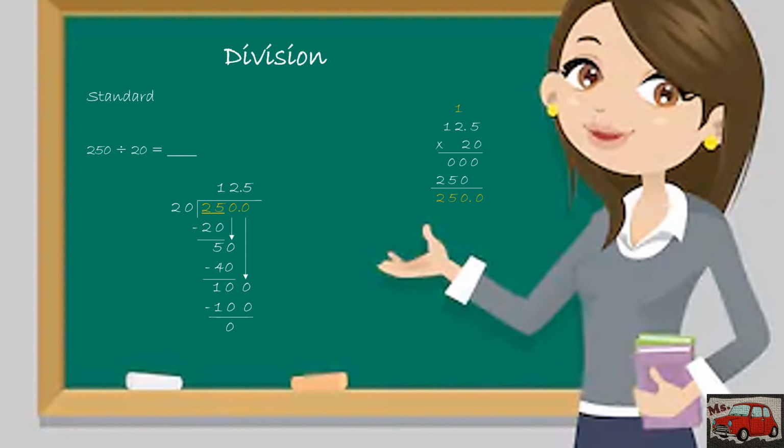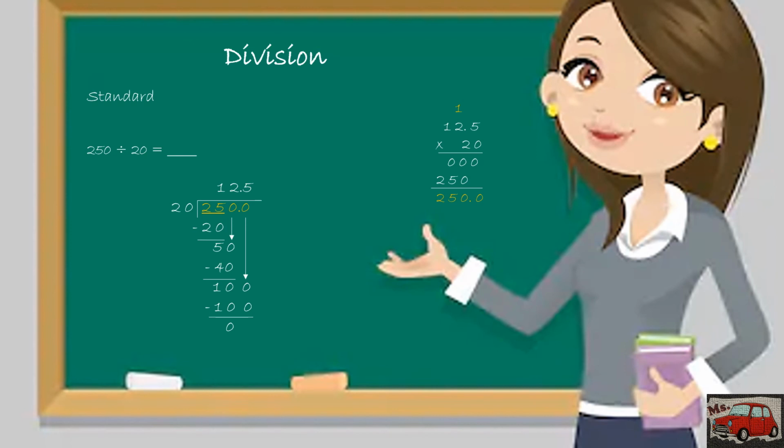Okay, now I have 250 divided by 20. And I'll use the standard way. So, 250 will be the inside because that is the dividend. And 20 will be outside, that is the divisor. So, first, I'm going to divide it by 25.